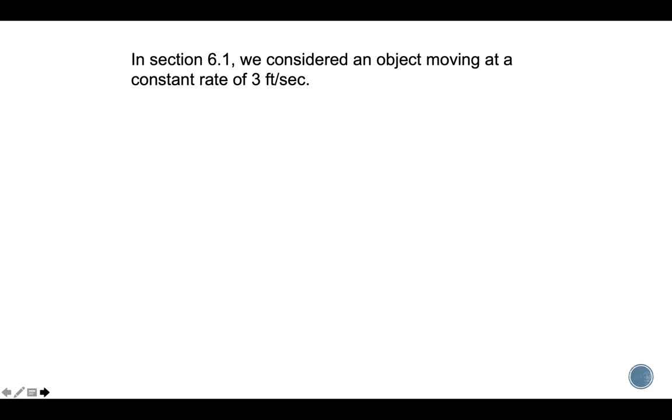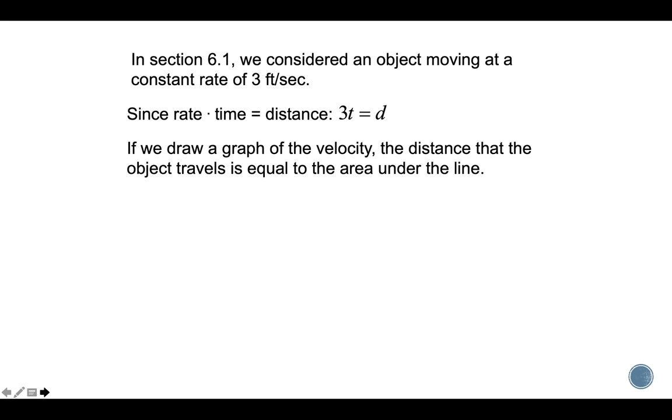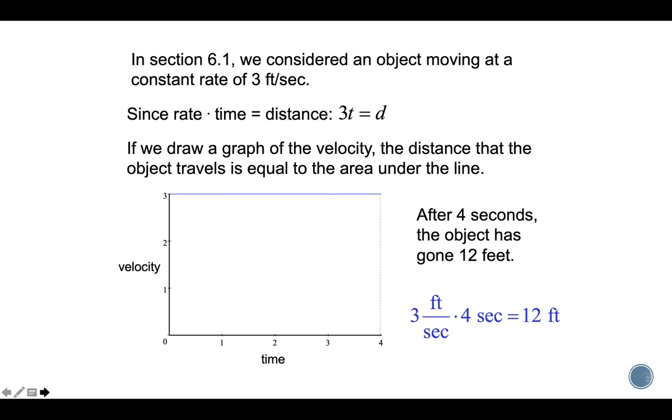In section 6.1, we considered an object moving at a constant rate of 3 feet per second. Since rate times time equals distance, 3 times t equals d. So 3 times the number of seconds is going to equal the distance. If we draw a graph of the velocity, the distance the object travels is equal to the area under the line. So after 4 seconds, the object would have traveled 12 feet.